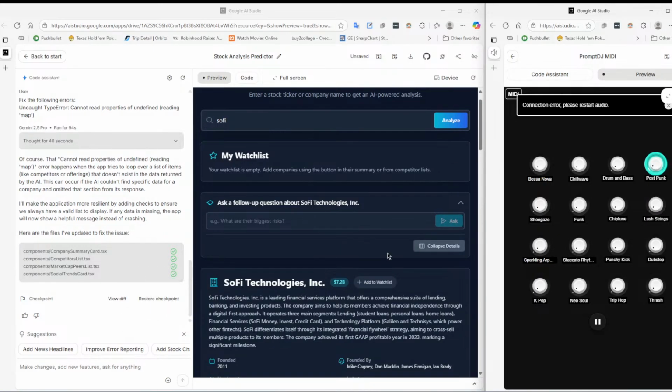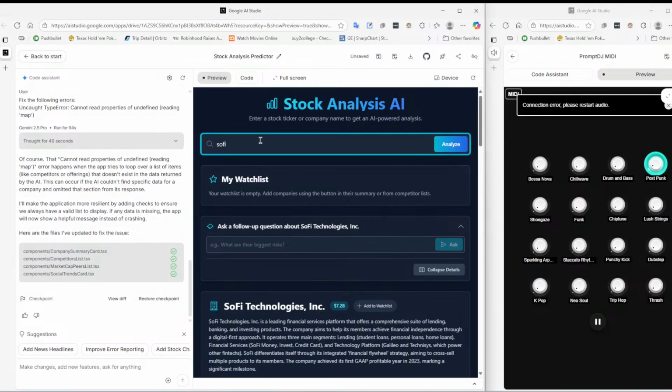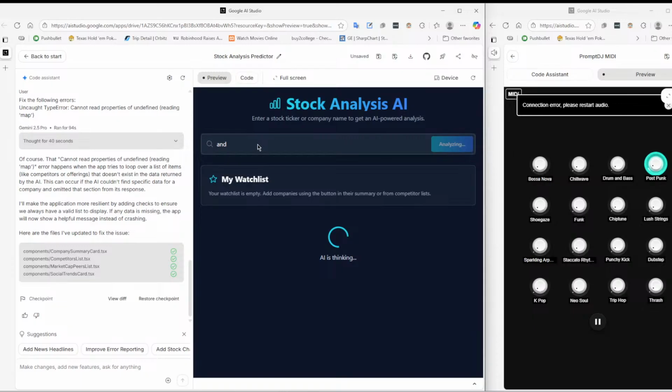Alright, so we tested so far. All this is such a weird test. Let's try AMD as one of the stocks. Hopefully this works out. AMD. No, I meant AMD.